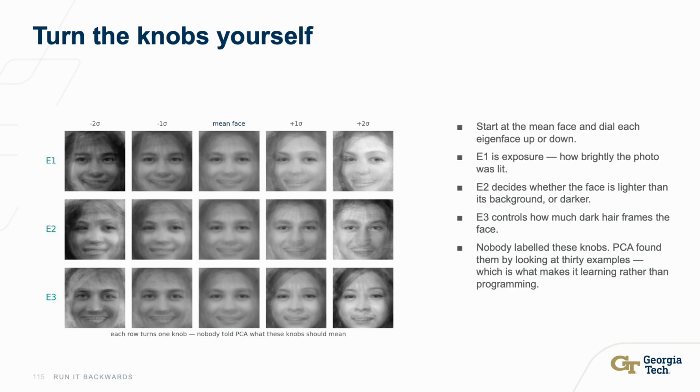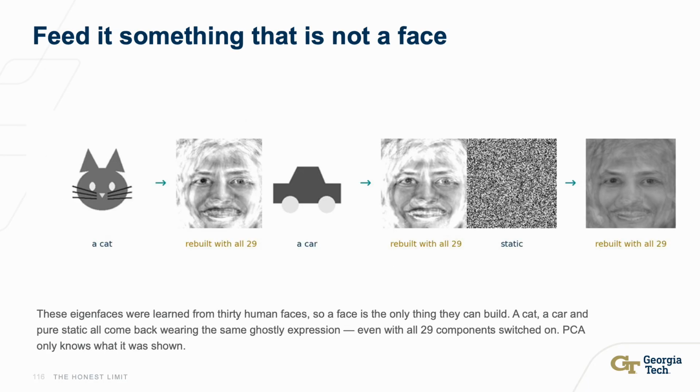It is also worth saying what these knobs are not. They are not labeled categories. Nothing guarantees that a component matches a human concept. E1 turning out to be exposure is a fact about this set of photographs, where lighting happened to be the largest source of variation. Fit the method to a set that was all lit identically, and E1 would be something else entirely.